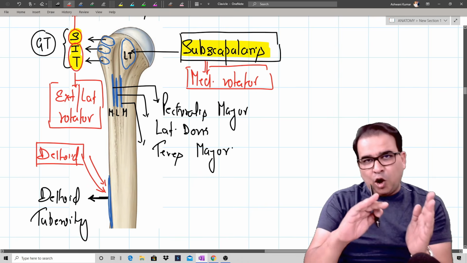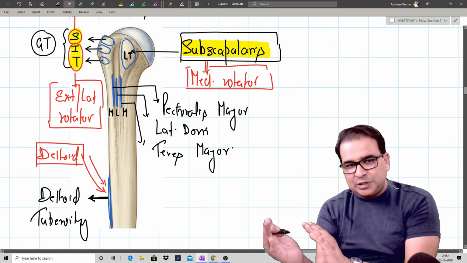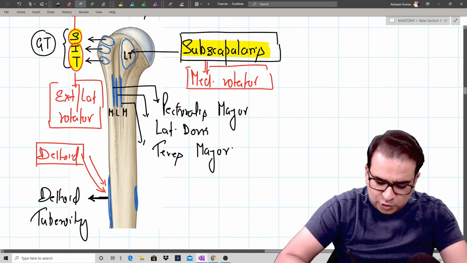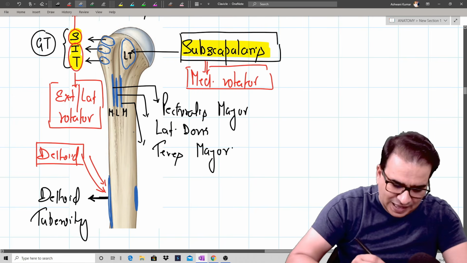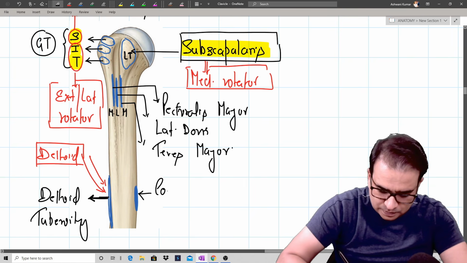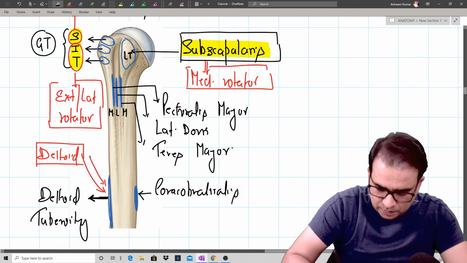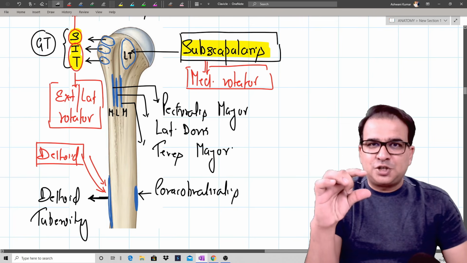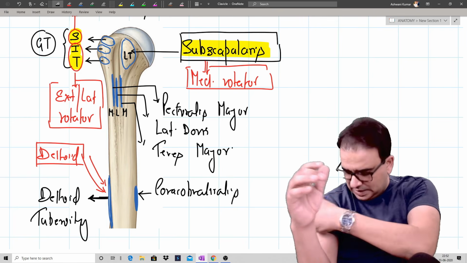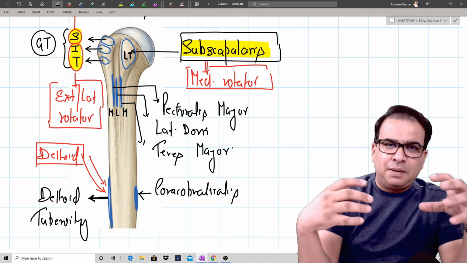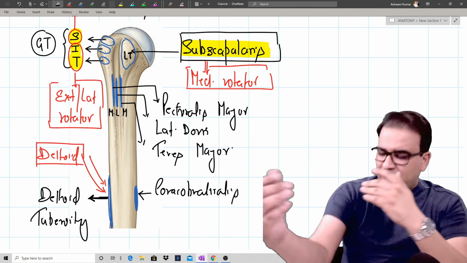And exactly opposite to the deltoid tuberosity, on the medial side of the shaft of the humerus, although there is no tuberosity over there, we have the insertion of coracobrachialis. This is the insertion of the coracobrachialis muscle. So laterally in the middle of the shaft of the humerus, deltoid is inserted, and exactly on the medial side here, the coracobrachialis.